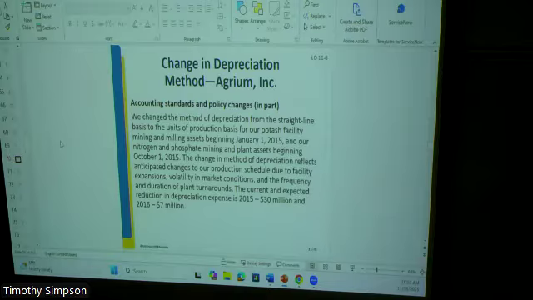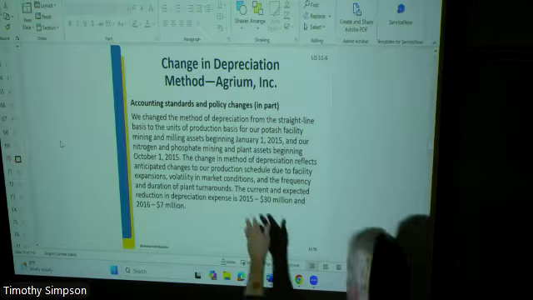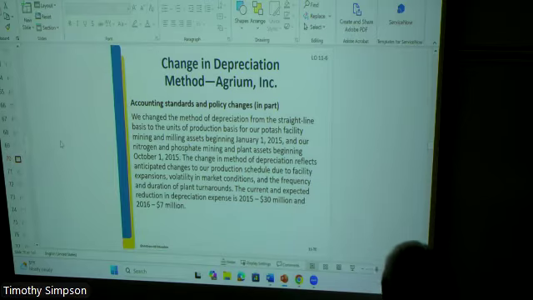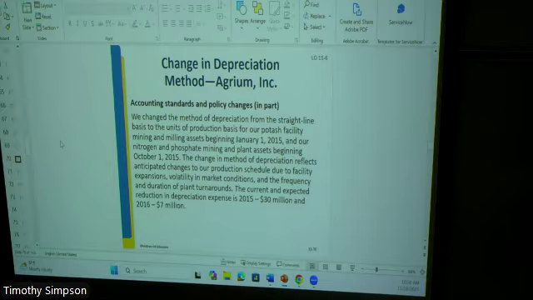This was a long sentence here. From straight line to what? I don't think it actually says here, does it? Units of production, right? Sorry, I missed it. I didn't see it, so I was kind of looking forward here. So they're going from straight line to units of production, and that's a change in method. This is not a change in estimate.